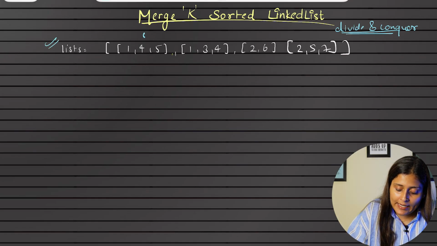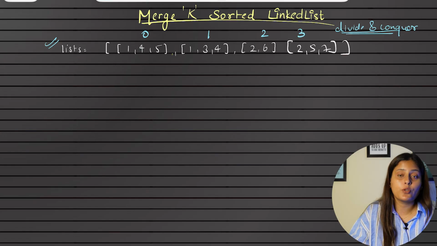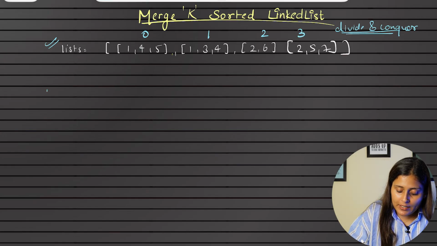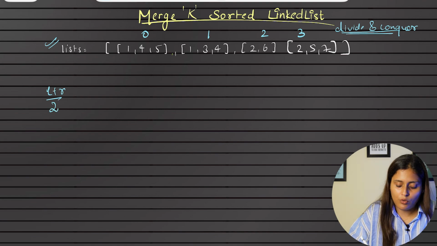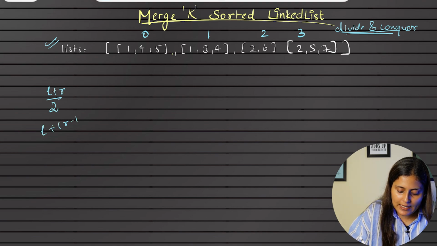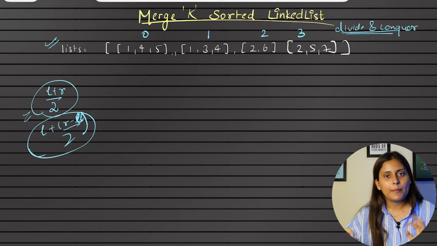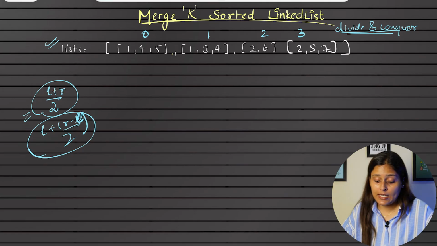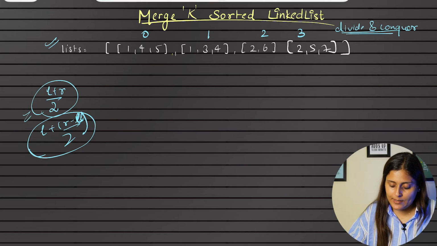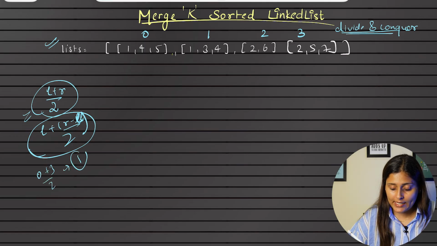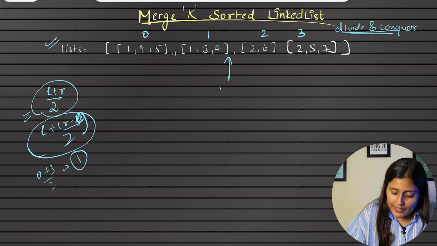As this is a list, I know indexing will be there: 0, 1, 2, 3. So now I will calculate the mid index. Mid index will be nothing but left plus right divided by 2, or left plus right minus left divided by 2. I hope you all know when to apply which method, okay? Because we already have discussed this in our binary search playlist. Okay, so we have calculated mid. For this 0 plus 3 divided by 2, 1.5 means 1, can I say? So this will be our mid index.